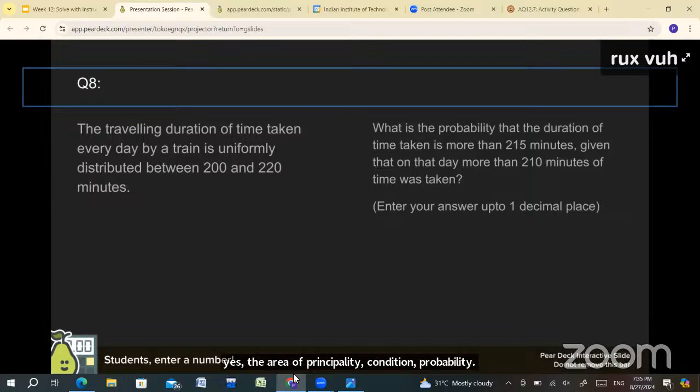I'm not sure, ma'am, but this came to my mind, so I asked whether this approach is right or wrong. No, that's correct, 100% correct. Is there anything else on why the probability between 200 and 210 on that particular day will not be 0? Okay, I will see it and then I will give you the correct answer. Okay, ma'am.